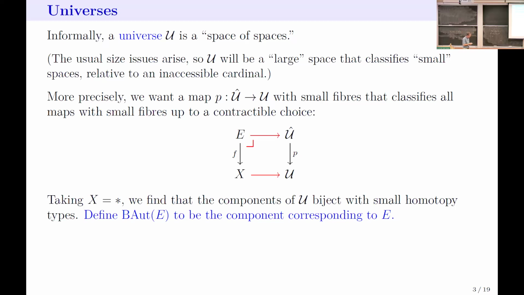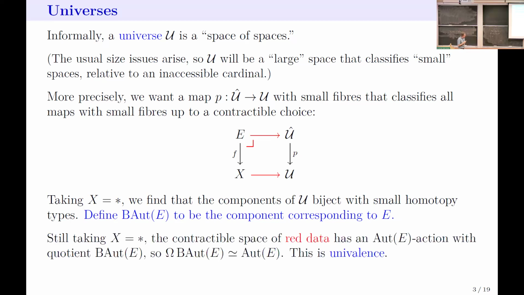I'm going to use this funny notation, and you'll see why in a second. I'm going to write B dot E for the component of U that classifies E when you put a point here. This point will land in some component, and I'm going to call that component B dot E, but you'll see that the notation makes sense.